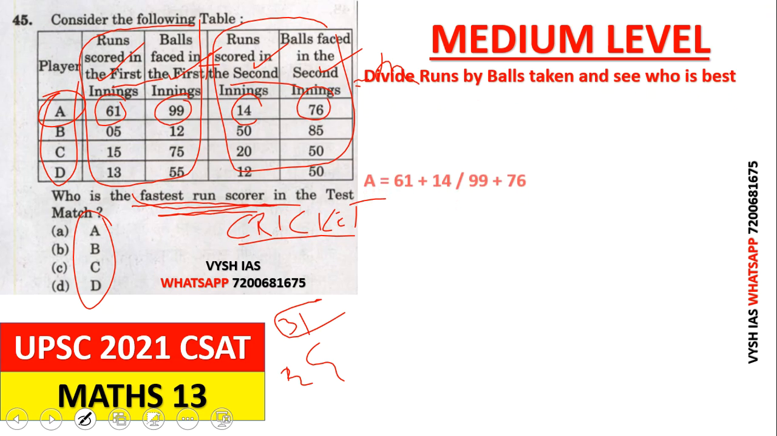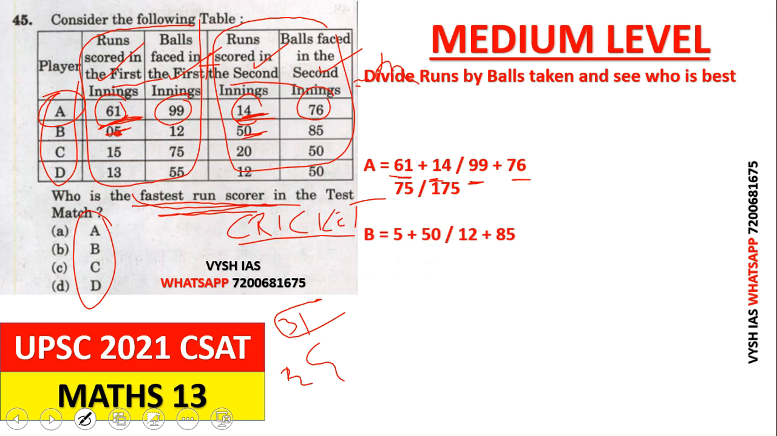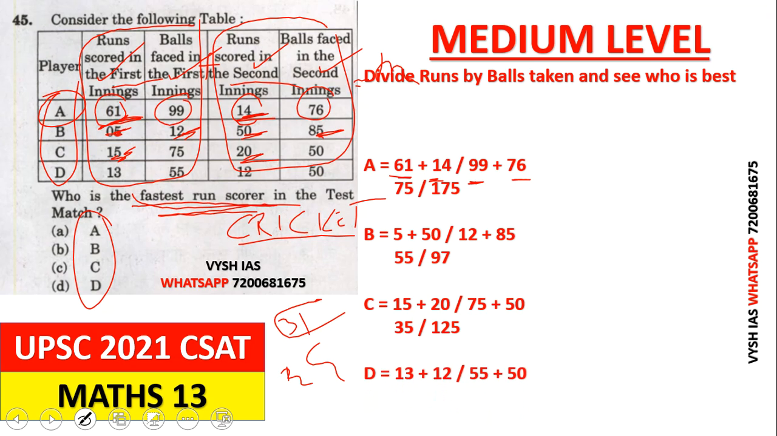Divide runs by balls and see. A scored 61 runs first and 14 runs second, in 99 balls and 76 balls. So if you do that, you will get a number, let it be 75 by 175. Same for B: he scored 5 runs and 50 runs in the two innings, 5 plus 50, in 12 balls and 85 balls. Player C scored 15 runs and 20 runs, but in a lot of balls, 75 balls and 50 balls. Then D, 13 runs and 12 runs in 55 plus 50 balls.